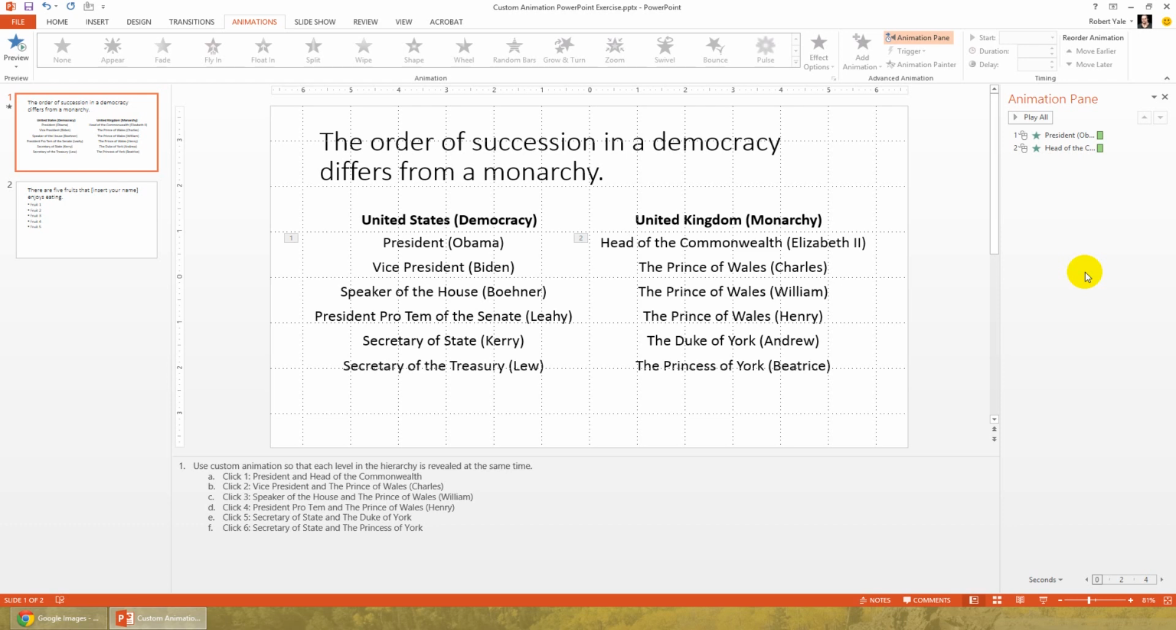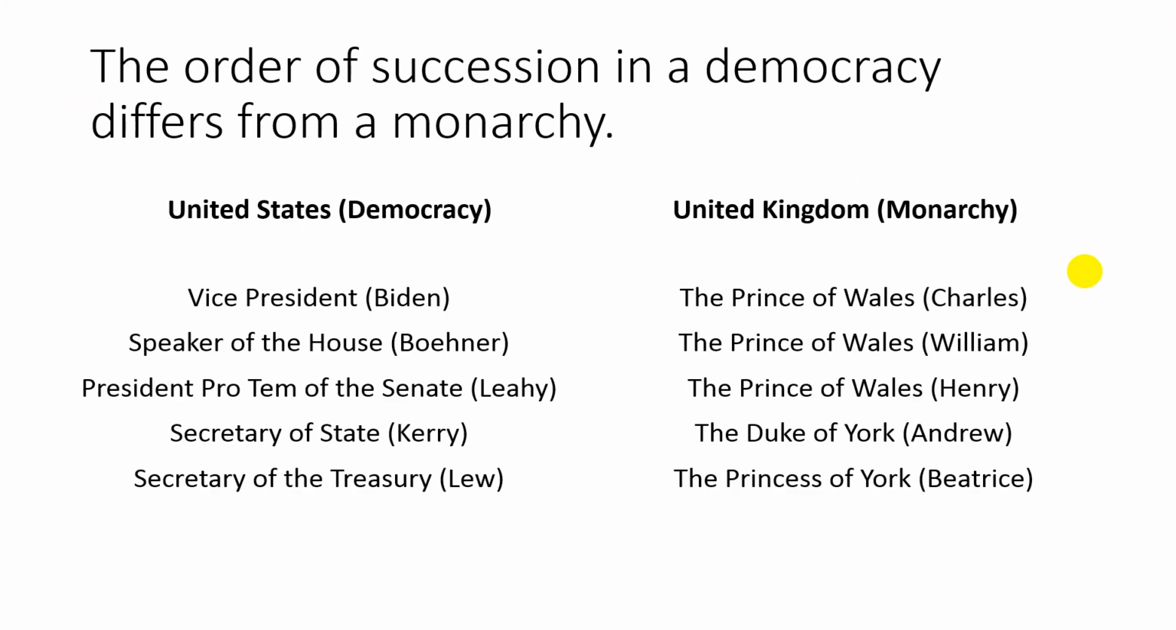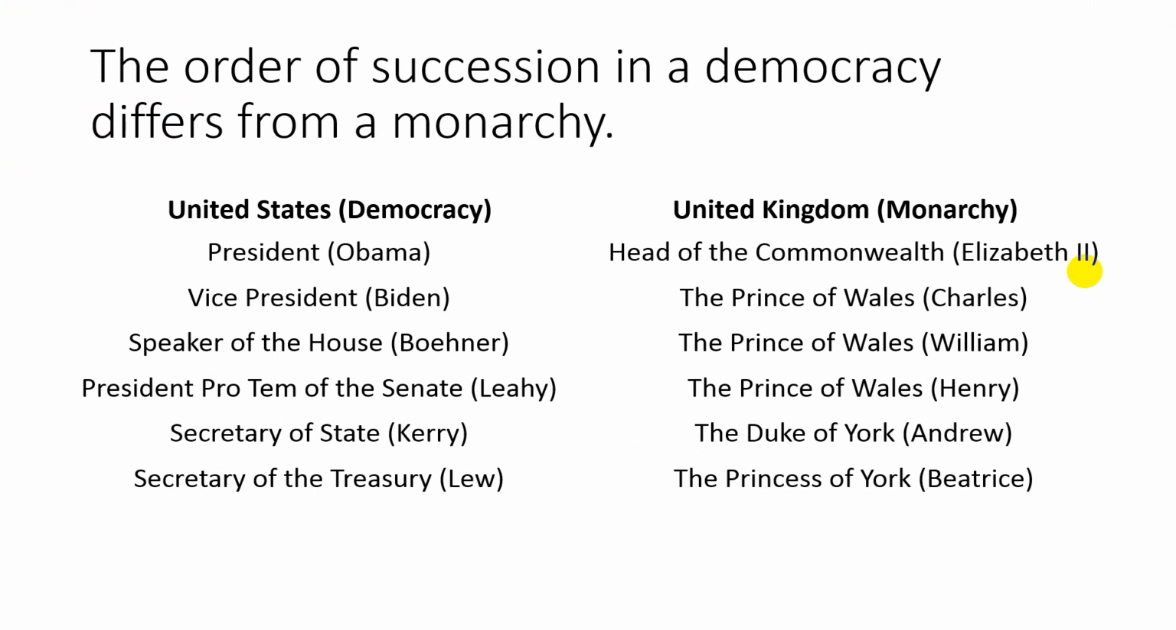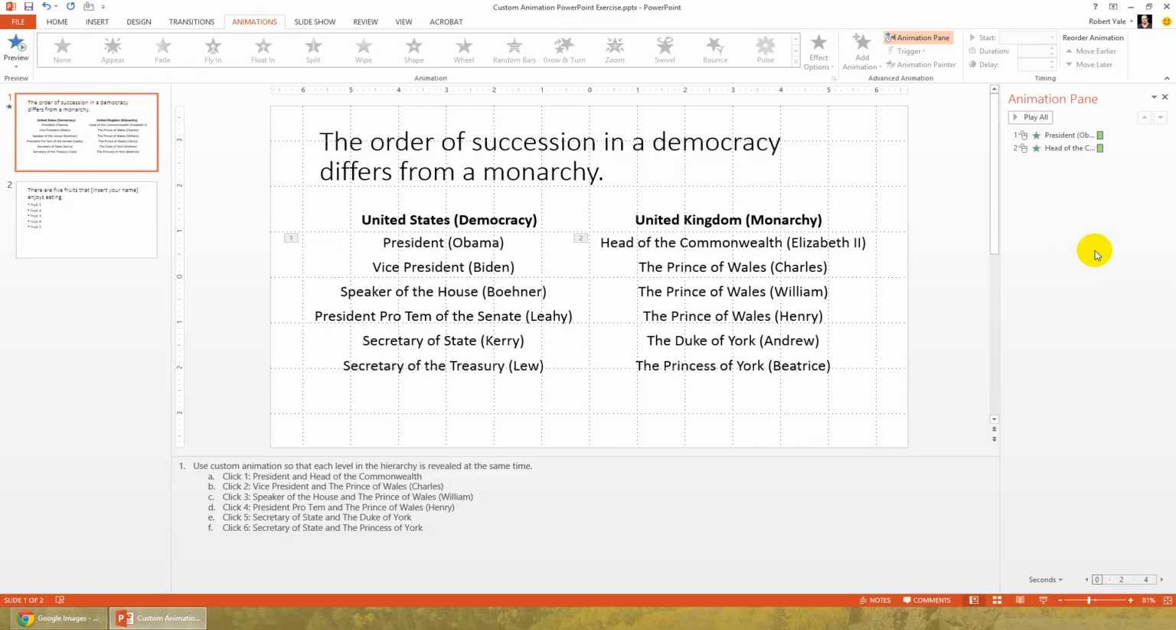Let's see what that looks like when you actually view the presentation. So if I launch the presentation, obviously I only have animated the first line of text at this point, so everything else is just there. But on my first click, I see President Obama, and on my second click, I see the head of the Commonwealth, Elizabeth II.